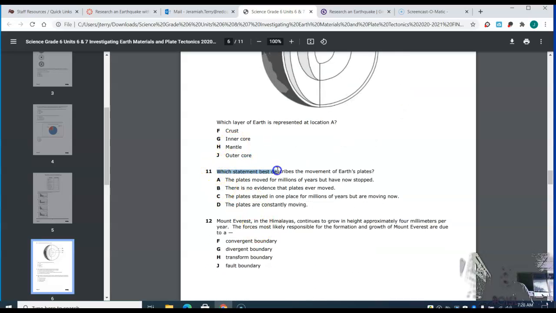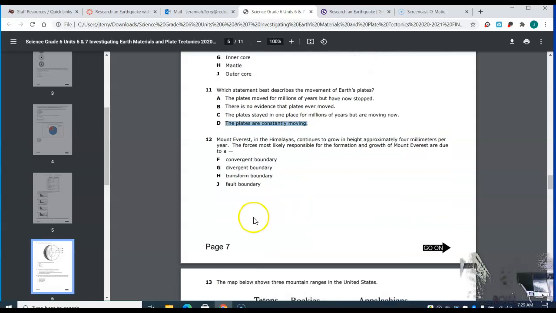Number 11. Which statement best describes the movement of the Earth's plates? Is it A, that the plates moved for millions of years but have now stopped? B, there is no evidence that plates have ever moved. C, the plates stayed in one place for millions of years but now are moving. D, the plates are constantly moving.